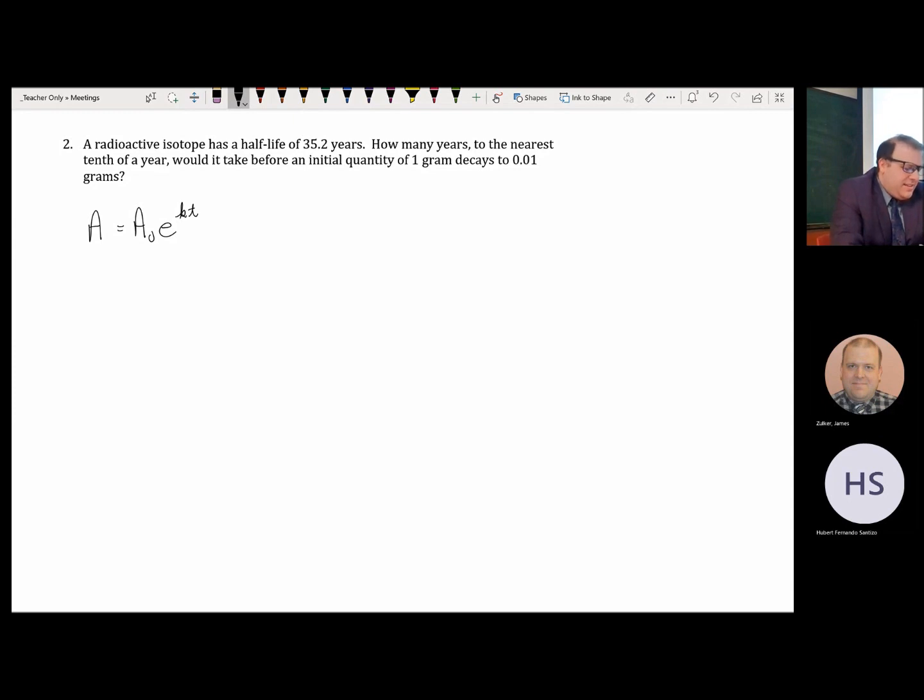So A is A naught e to the kt, where A naught is the initial amount present, right? A would be the amount present after a period of t has passed. In this case, it's going to be years. Problem is, we don't know what that k value is without observation. But we have an observation. We have its half-life. So we first have to find that k.